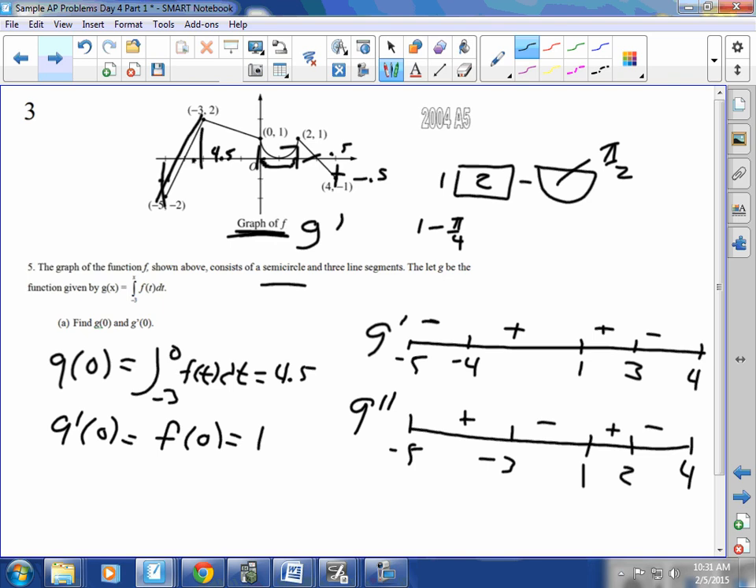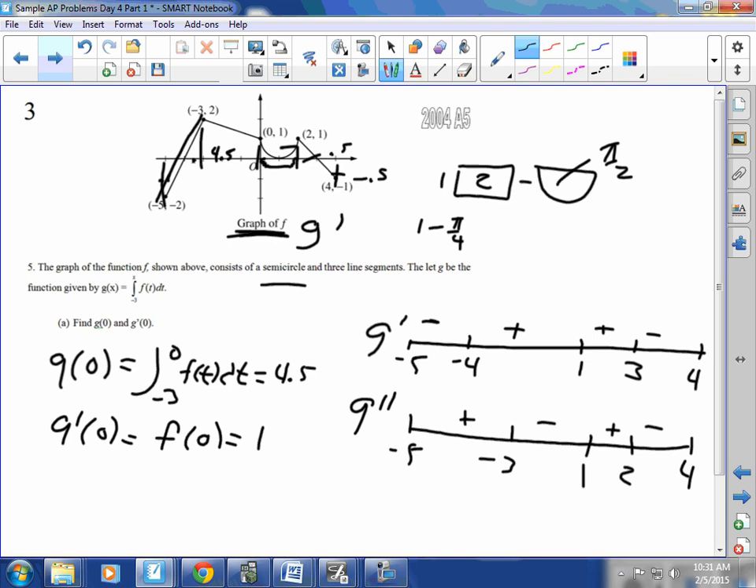Go ahead. How do you do part C where it says find the absolute minimum? We're not quite ready for that. I'm going to talk about that hopefully tomorrow. But what we would do is run something called a candidates test. Where do extremes occur? Endpoints and critical numbers, right?